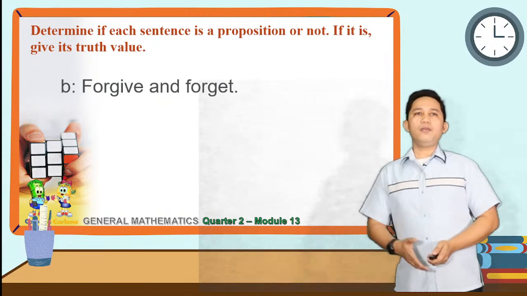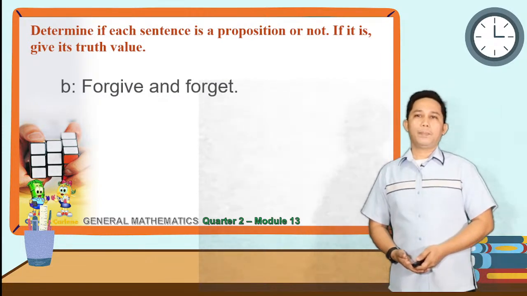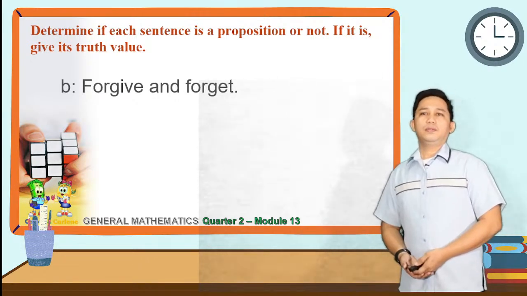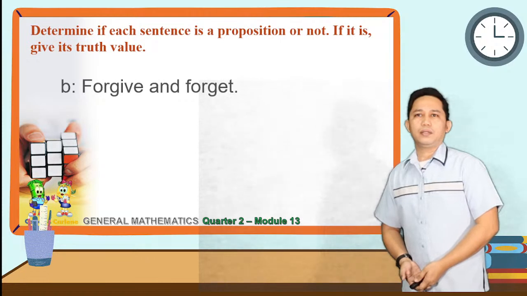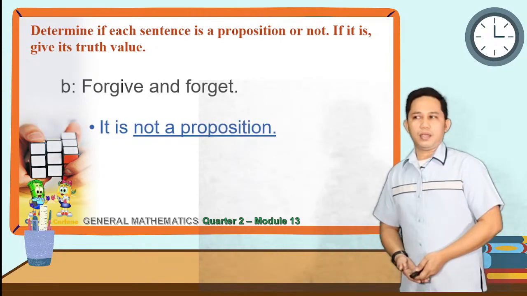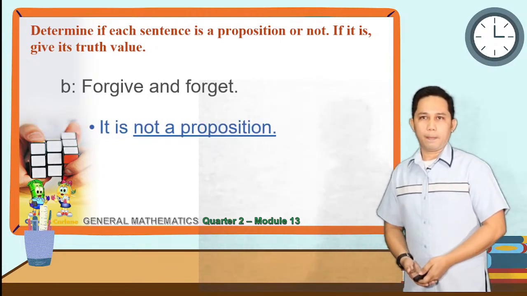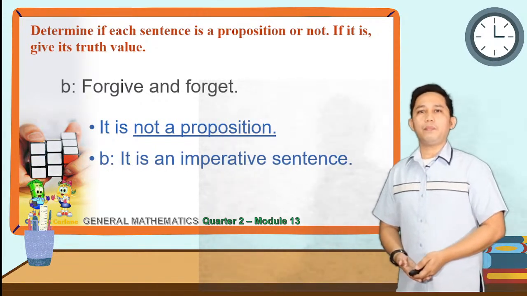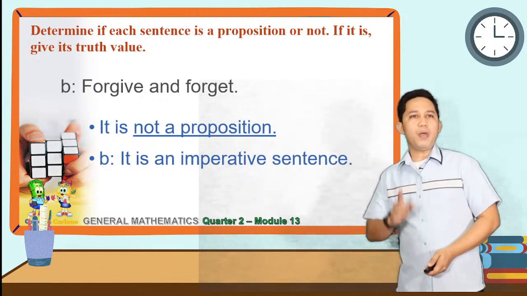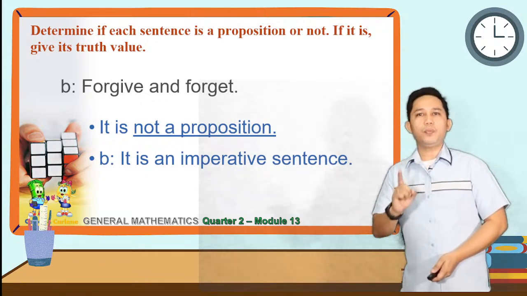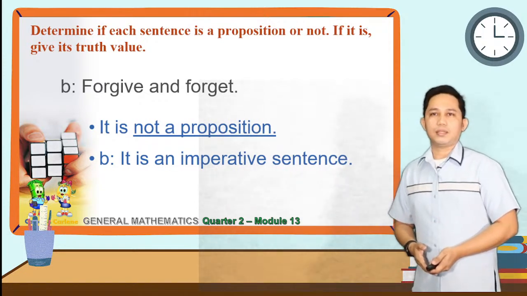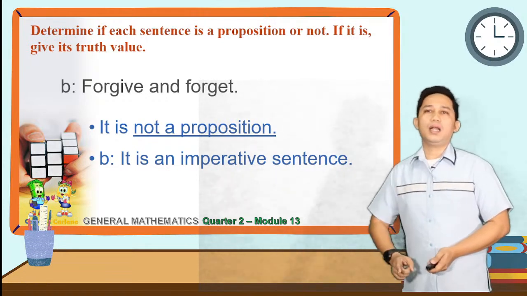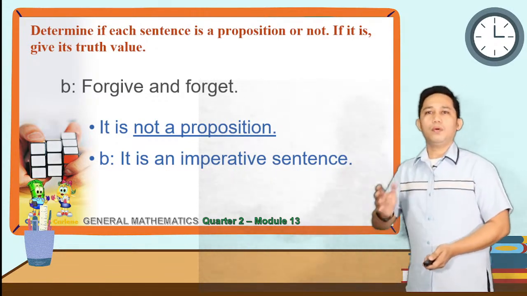Next, forgive and forget. Do you think this is a proposition or not? What is your answer, guys? Yes, it is not a proposition. Why? Because the sentence is an imperative sentence. Remember that a proposition should be a declarative sentence. So be careful in identifying the sentence if it is a declarative, imperative, interrogative, or so on.